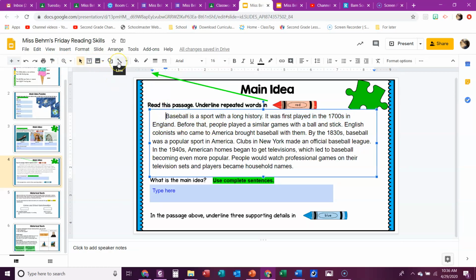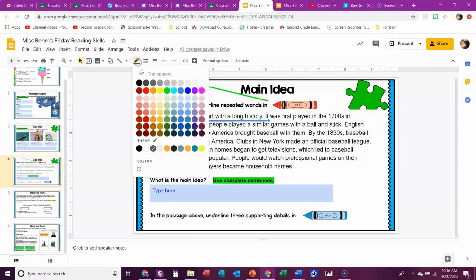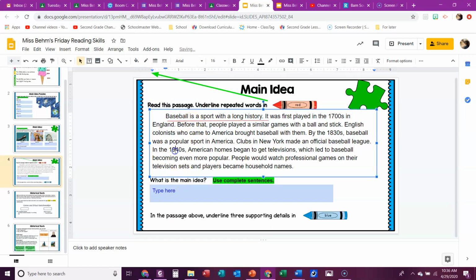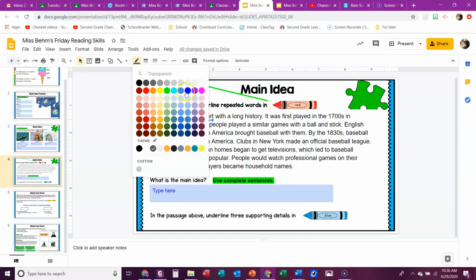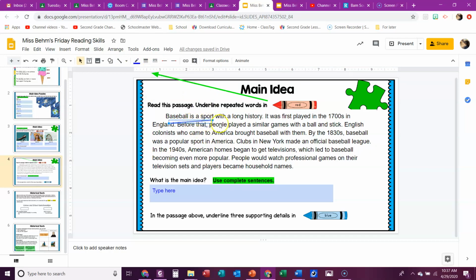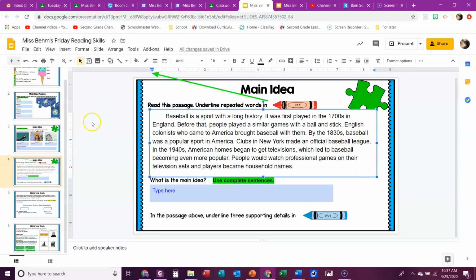Actually, instead of underlining, you could do this: underline it, and you can change the color to red. So you're going to underline in red the repeated words. Then it says in the passage, underline 3 supporting details in blue. So again, you can make a line by doing this, and then you can change it to be blue and just figure out what the main idea is and what the details are. Okay? So I want you to try doing that. Do the best that you can.